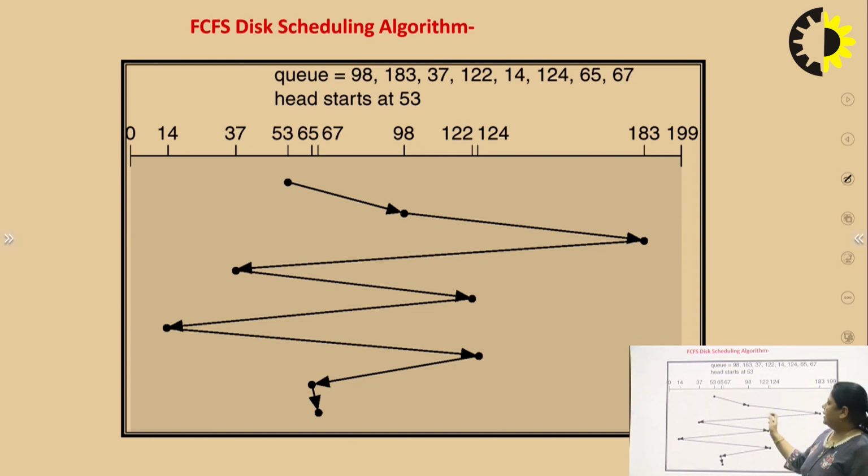Now this is the arrow diagram representation of FCFS scheduling. The arrows show the head movement, that is 53 to 98, 98 to 183, 183 to 41, 41 to 122, 122 to 14, 14 to 124, 124 to 65, and 65 to 67. This is the head movement of the FCFS disk scheduling algorithm.